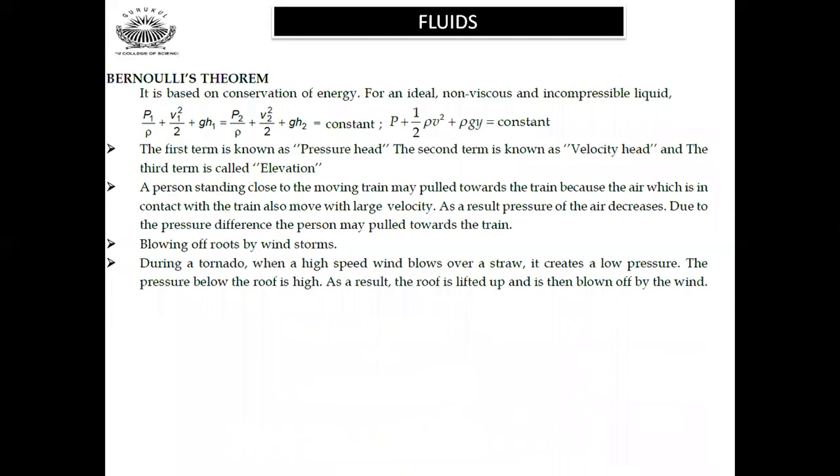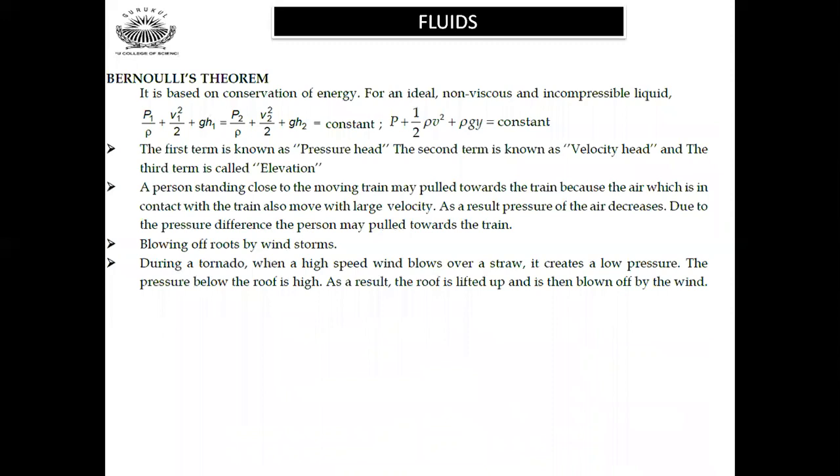Then Bernoulli's theorem comes into the picture, which says that the sum of pressure energy, potential energy, and kinetic energy for an ideal fluid is always a constant. And then we take this as the pressure head, the velocity head, and the elevation. So the equation will be P plus half rho v square plus rho g y equals constant.